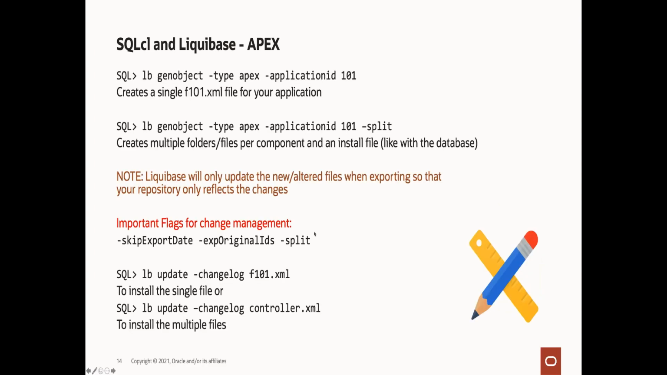Next part is Apex, moving that around. Again, same thing, LBGen object type is Apex, and then you give the application ID. We also do have that dash split. So what it's going to do is split it apart into pages and components. So it'll have a whole folder structure, and you'll be able to see that as well. And that's great. You'll want to do that for the CI/CD.